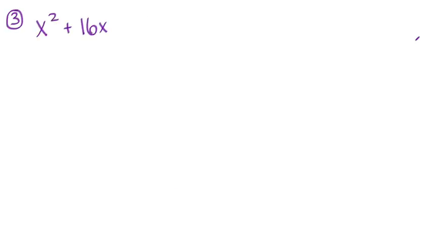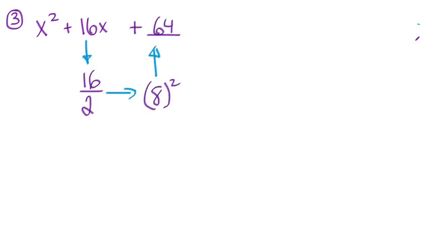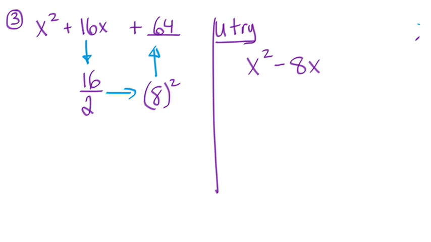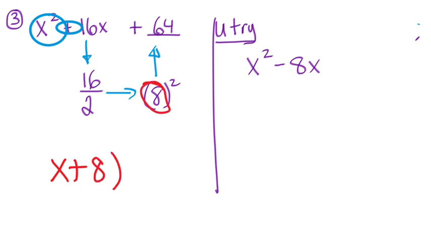All right. How about this one? 16 in half is 8, and 8 squared is 64. So my shortcut in writing it is I can see that it's 8 plus 8, or x plus, it's a positive 8. And the whole thing is squared, right? Okay, go ahead and try this. You try. See how you did.